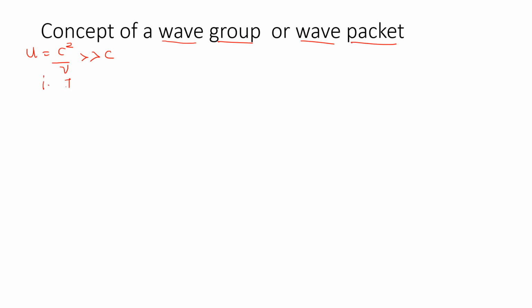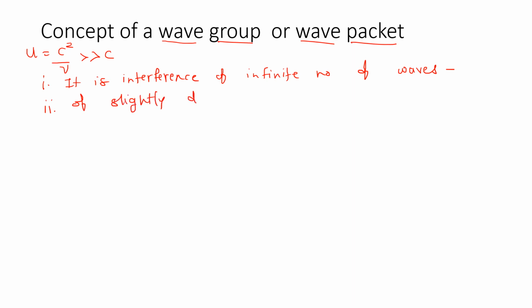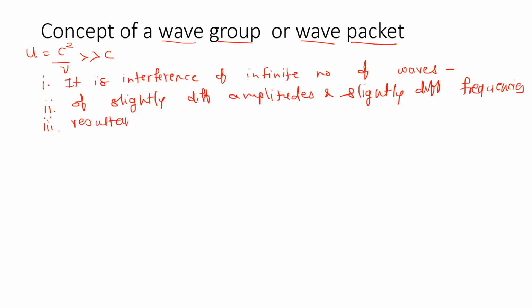What is this wave group or wave packet? First, it is the interference of an infinite number of waves of slightly different amplitudes and slightly different frequencies, such that the resultant wave produces a hump in the vicinity of the particle.